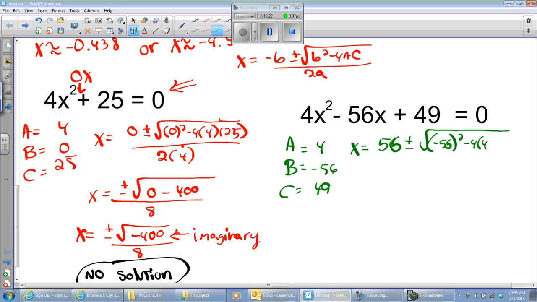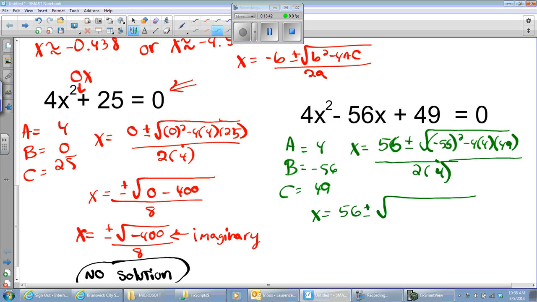minus 4ac all over 2a. I did it again. There we go. Okay, so now we're going to do some simplifying. We're going to have 56 plus or minus the square root of negative 56 squared. Well, 56 squared is 3,136. Minus, I know that this is going to be a negative because there's only one negative in the multiplication, 16 times 49, 784. The whole thing is over 8.